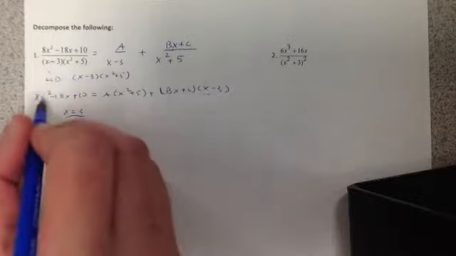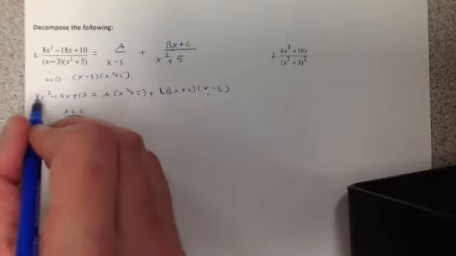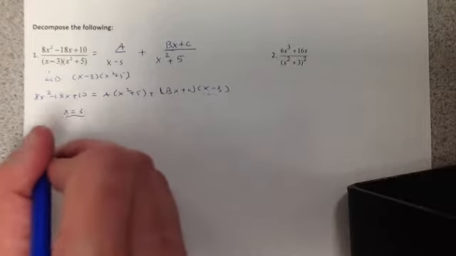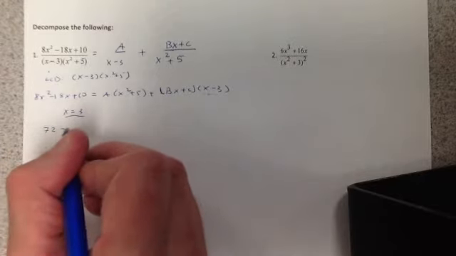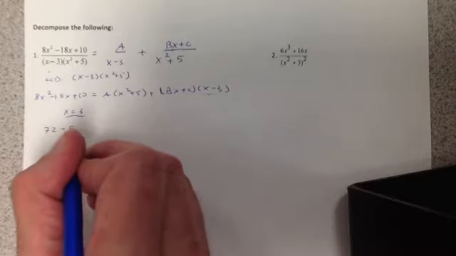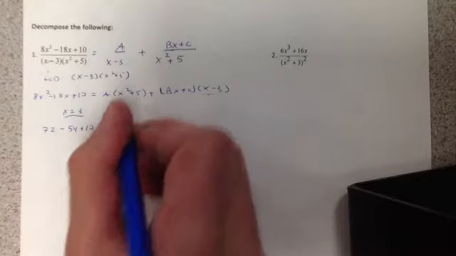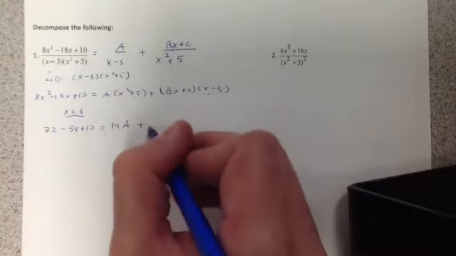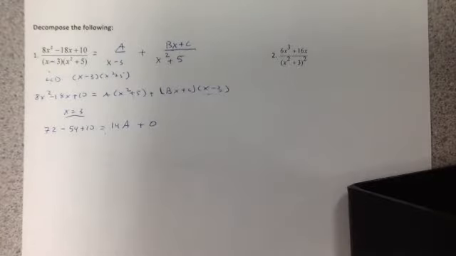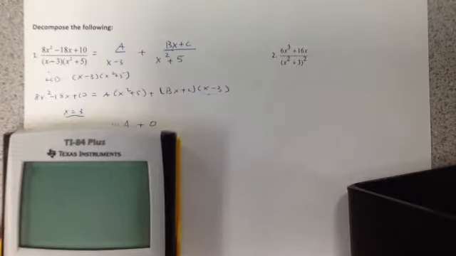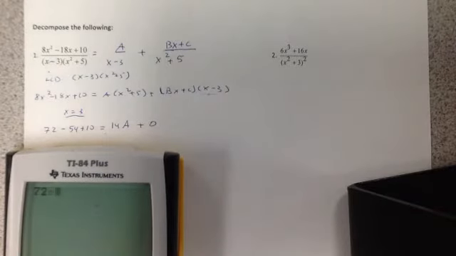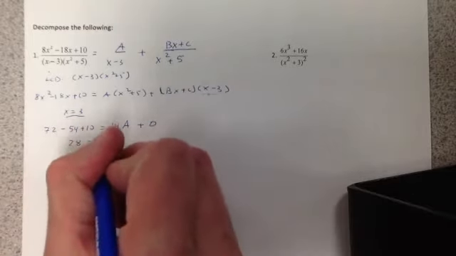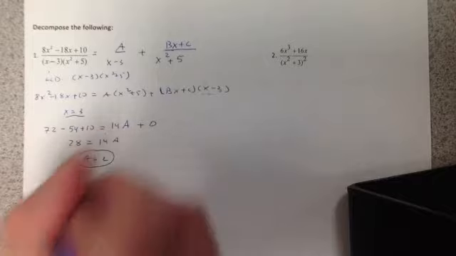My 0 is the 3 from over here. So if I plug in 3, we get 9 times 8, 72 minus 18 times 3, 54, plus 10 equals 14a plus, and all that just becomes 0, thank goodness. What is 72 minus 54? I'm going to use a calculator here to help out. 72 minus 54 plus 10, we get 28. That's not too bad. 28 equals 14a, a equals 2.